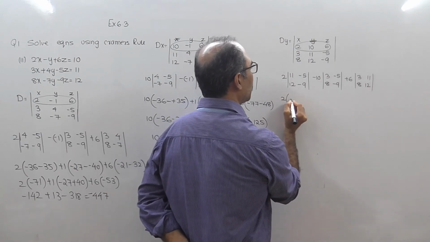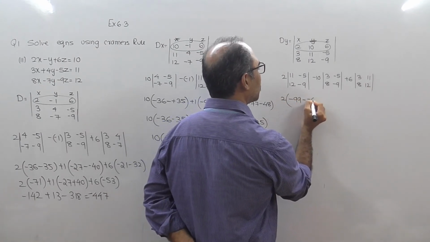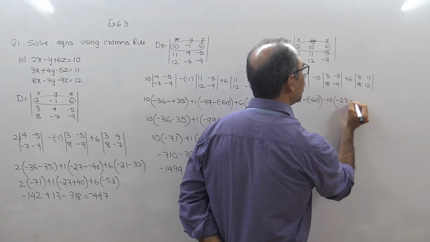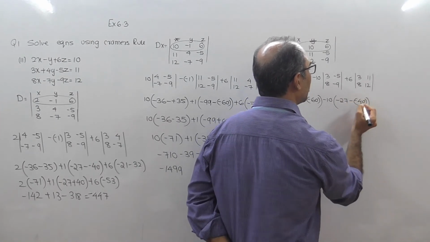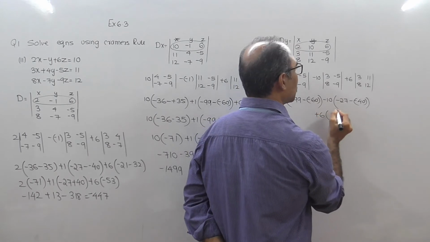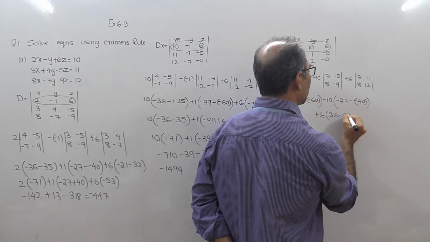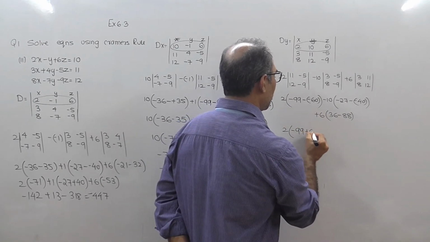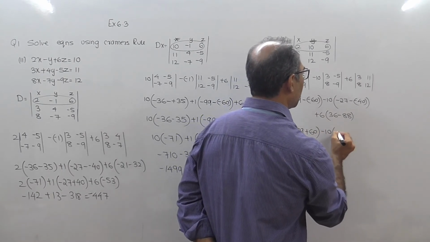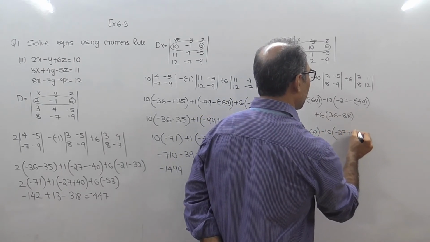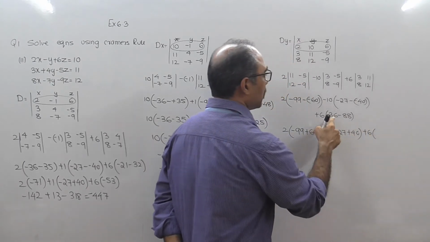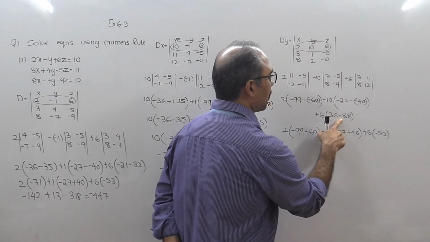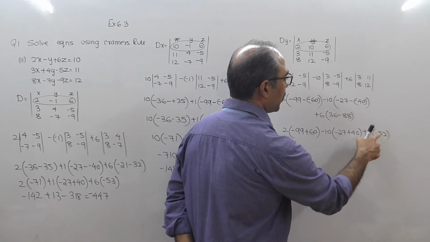So let's open this. You get this as minus 99 minus 12 into minus 5 is minus 60, minus 10, this is minus 27 minus 40, and I think this is plus 6, this is 36 minus 88. So this is 2, this is minus 99 plus 60, minus 10, minus 27 plus 40 plus 6, 36 minus 88, I hope it is 52, but I think 88 is having a negative sign, the bigger number is having negative sign, so I think minus 52.